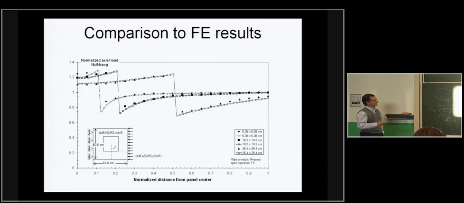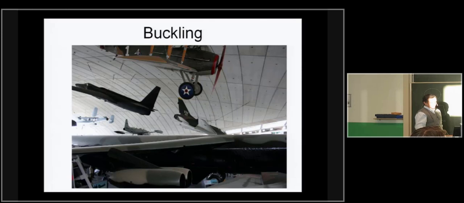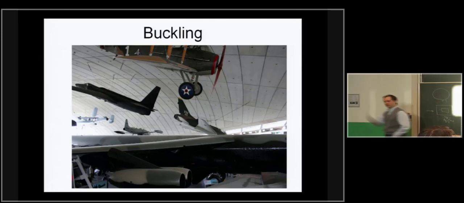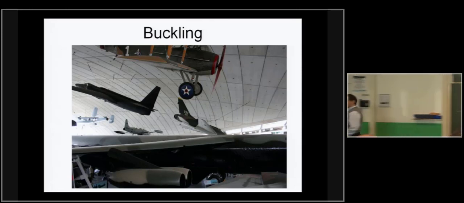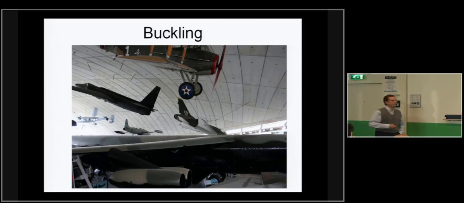And you can tell the size by just looking at when the jump occurs. The jump is where you have reached this point. So this is at 0.5 normalized distance from the panel center. So if this is 50, you can find exactly where that point is. So this is quite good. And we used it to actually design some parts and save some weight.